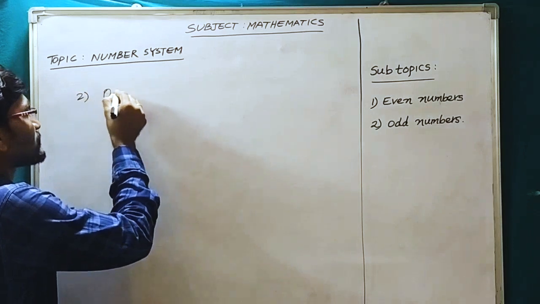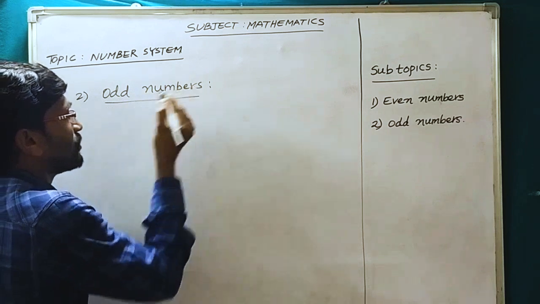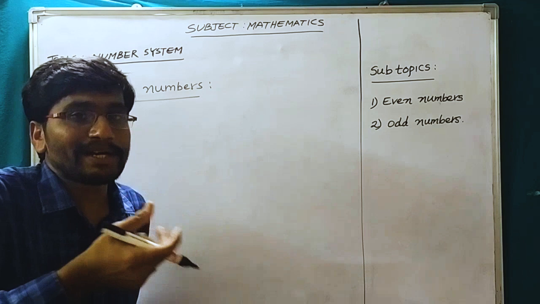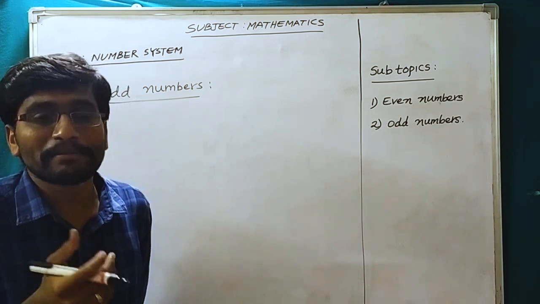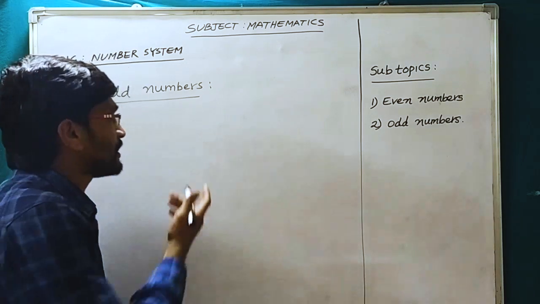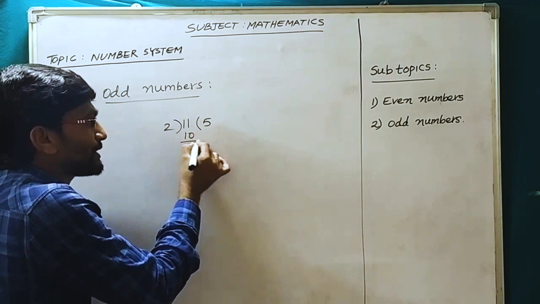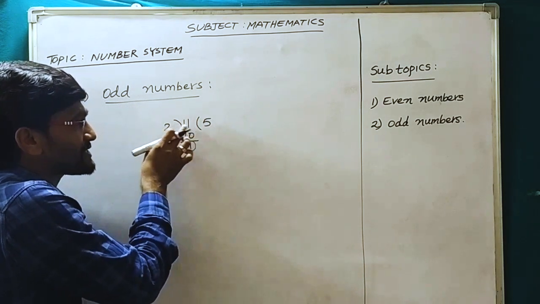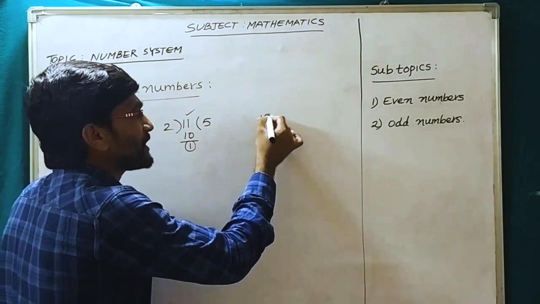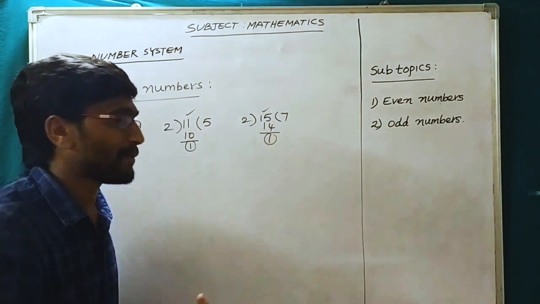Next one, odd numbers. The definition of odd numbers: the numbers which when divided by 2 leave the remainder 1 are called odd numbers. Let us consider some examples. 11 divided by 2: 2 fives are 10, remainder is 1. So 11 divided by 2 leaves the remainder 1, so 11 is an odd number. Consider 15. 2 sevens are 14, remainder is 1. Hence 15 is an odd number.